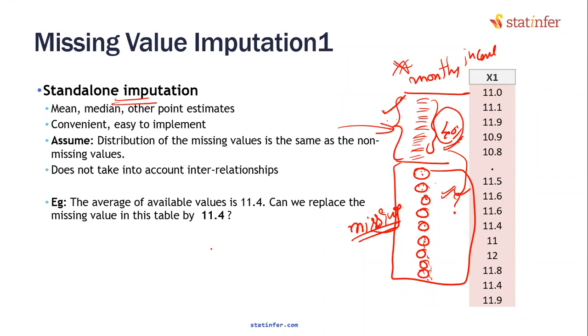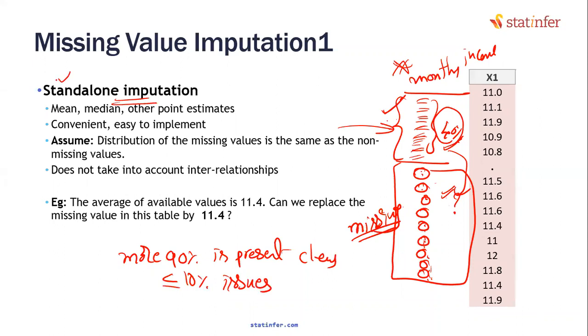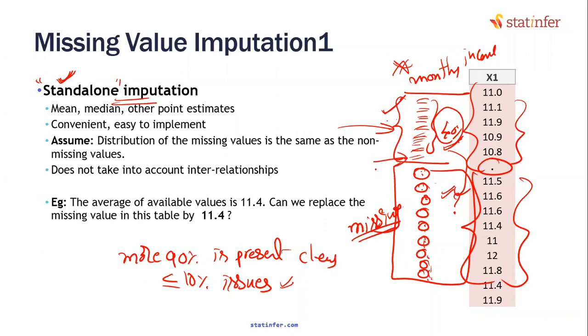Standalone imputation: you do this only when more than 90% of the data is present and clean, and less than or equal to 10% of the data has issues. Then only you do standalone imputation. You have to be careful here. If most of the data is there, and a very small portion of the data is missing, then you do this. If the case is like this, you follow a different technique that we are going to discuss here.